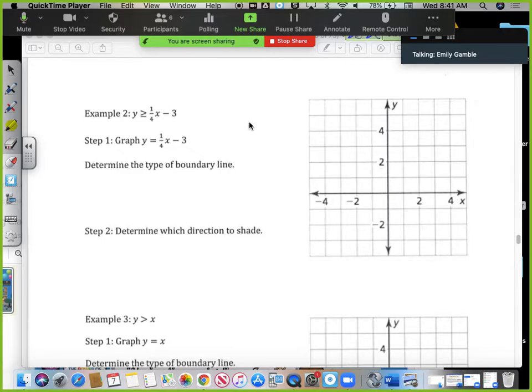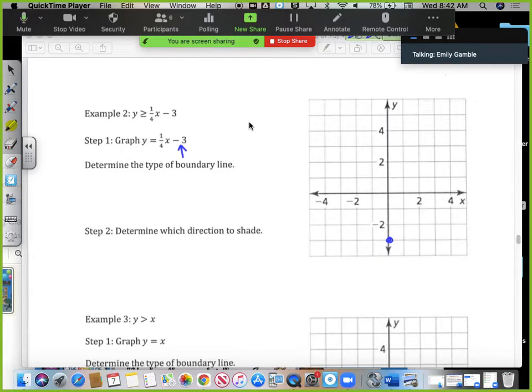In order to graph this, we first need to pretend like it's just an equation. And to graph an equation, we start at the y-intercept, which in this case is -3. So on the y-axis, I go down 3 and I make a point.